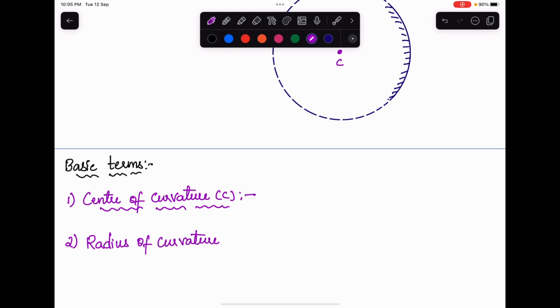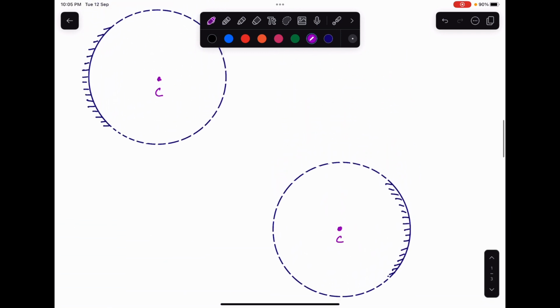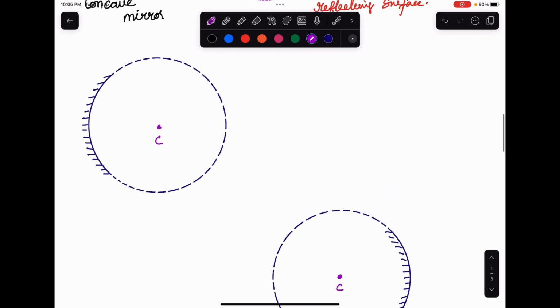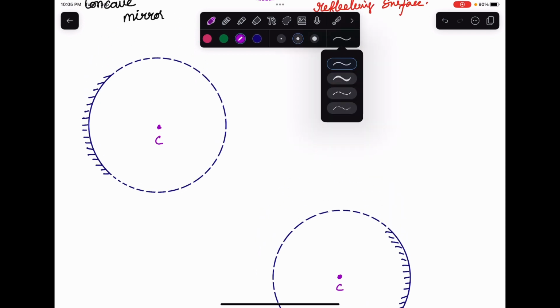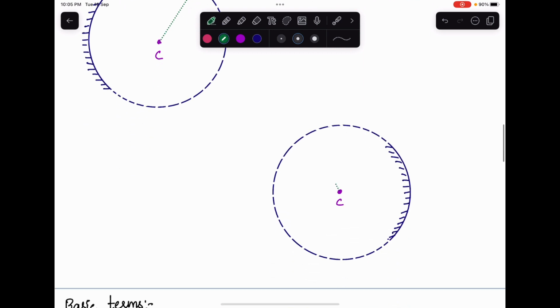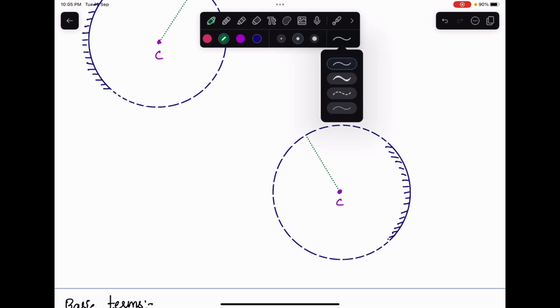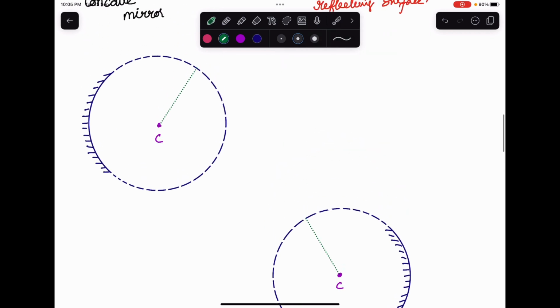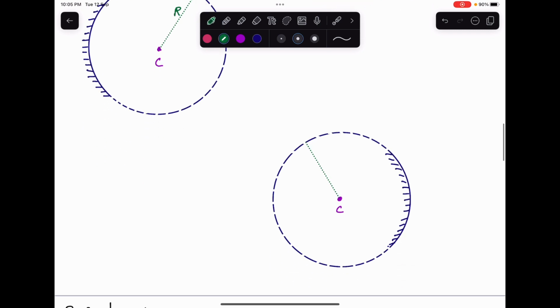The second one you are going to learn is radius of curvature, R. As usual, replace the word center by radius. So what you will be getting is like this. The radius of the sphere of which the spherical mirror is a part, or the radius of the sphere from which the spherical mirror is taken out, is called the radius of curvature.